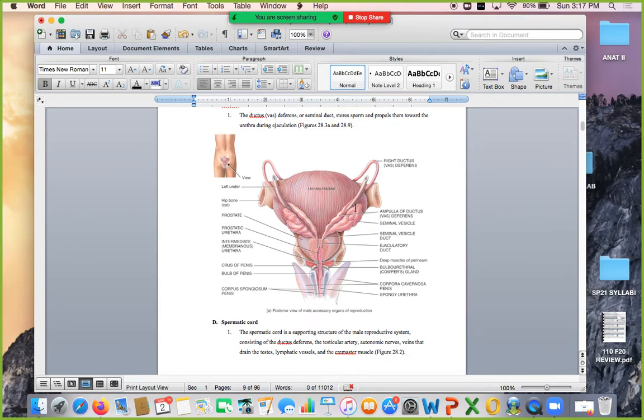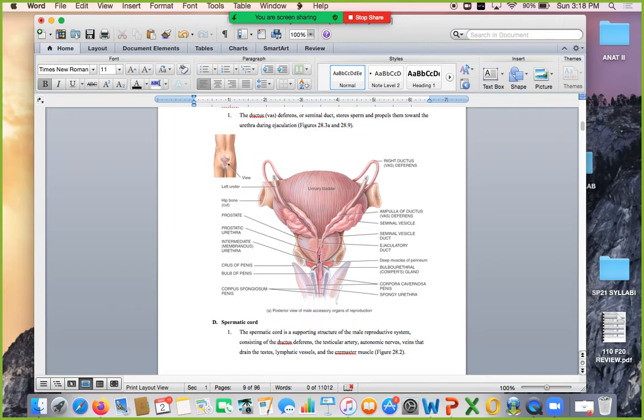So here's the posterior view, so we're looking from behind. Here we're going to have seminal vesicles secreting into the seminal vesicle duct, into the ejaculatory duct. We also have the vas deferens running into that ejaculatory duct. Remember, the vas deferens runs up along the entire spermatic cord, then back over the urinary bladder, loops back down, and then runs behind the urinary bladder to meet the seminal vesicles and the fluid from the prostate to enter into that ejaculatory duct for ejaculation.